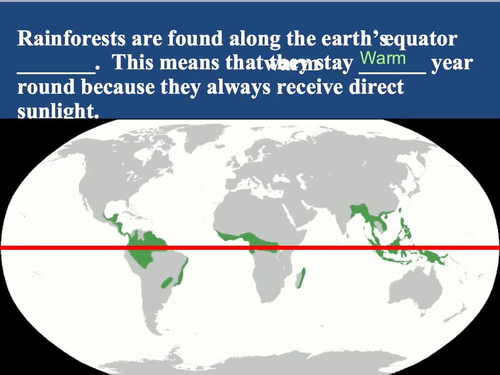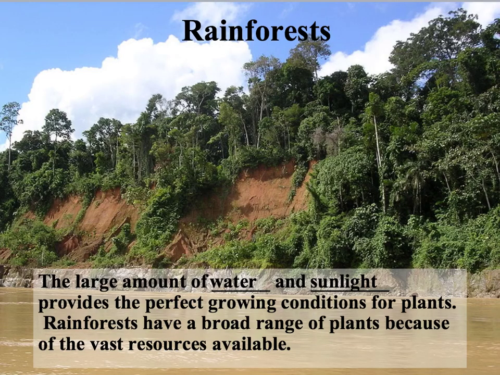Rainforests have a large amount of water and sunlight that is perfect growing conditions for plants, and have a broad range of plants because of the vast resources available. So this is why they have a lot of plants, because they have a vast amount of water and sunlight.